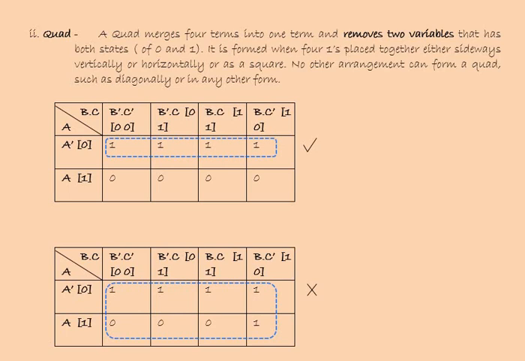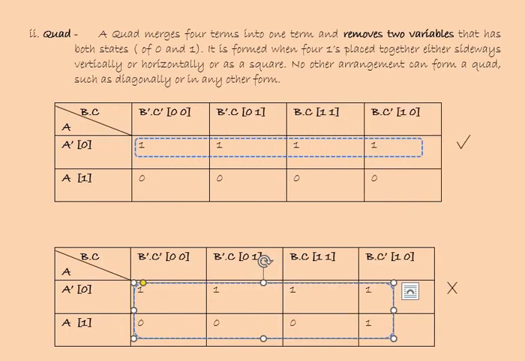Well, more examples are going to come, but before that, let us also learn about quad. A quad merges four terms into one term and removes two variables which change state. Now look at this. If you look into the first example, you will see that there are four ones which are placed side by side. A quad can also be formed if the ones are placed in a square form, like the first two and the next two in the next line. Now you can pause the video and look at it carefully. Then you will realize, okay, here we have got one quad present.